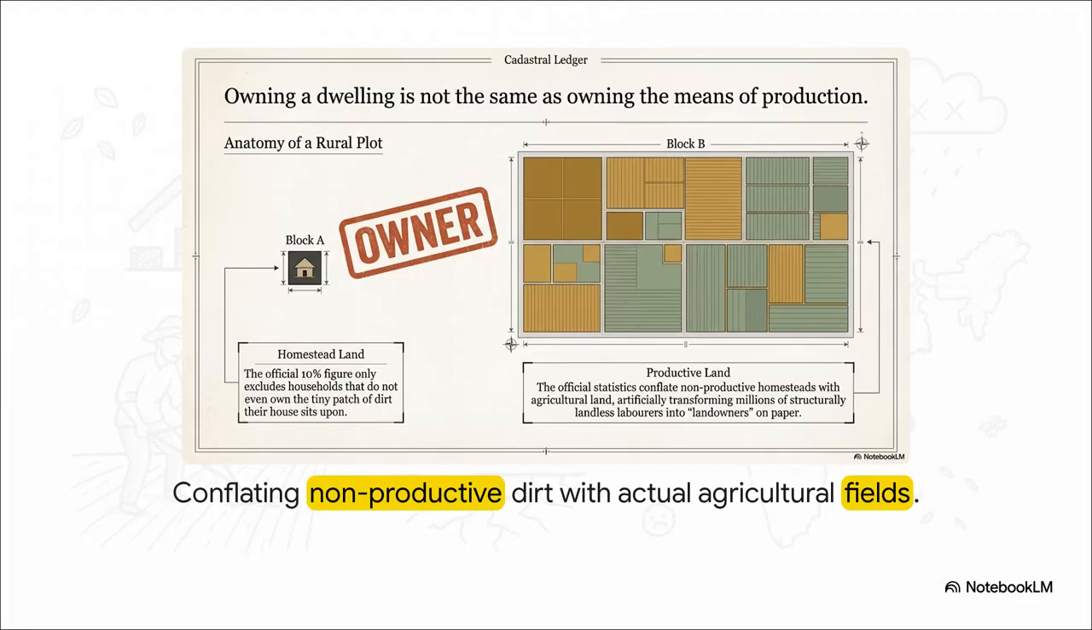By conflating the non-productive dirt under a tiny hut with actual workable agricultural fields, the government artificially transformed millions of destitute laborers into quote-unquote landowners on paper. It's almost like a magic trick. If you lived in a small dwelling, boom, congratulations, the survey counted you as a landowner. This completely masked the fact that you possessed absolutely no means of agricultural production to feed your family.